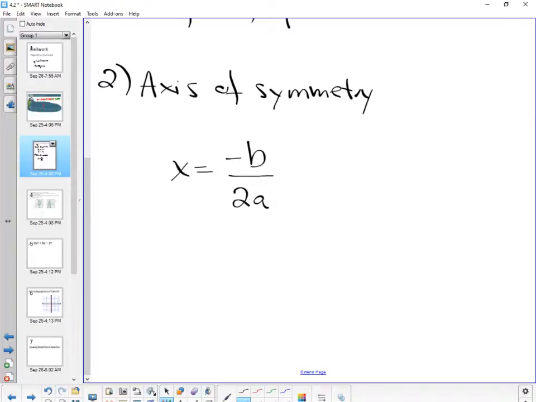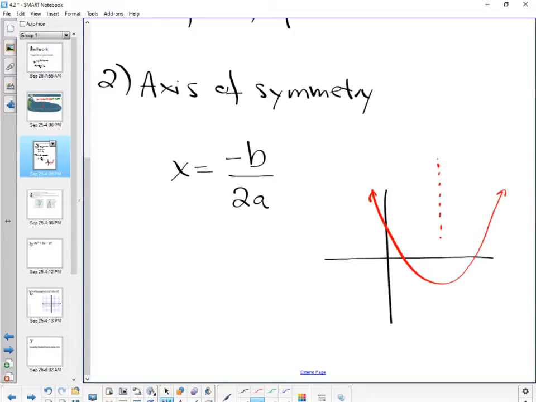So here's what we know so far. If A is positive, it's going to be smiling, correct? Right? Wait. Oh, wait, no. Yeah, don't worry about it. You should already know this, right? Now here's what I do know. If I want to find that line that goes right through the middle, what's it called? The axis of symmetry. The axis of symmetry is going to be at negative b divided by 2a.